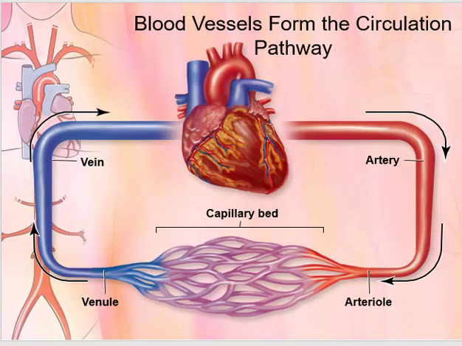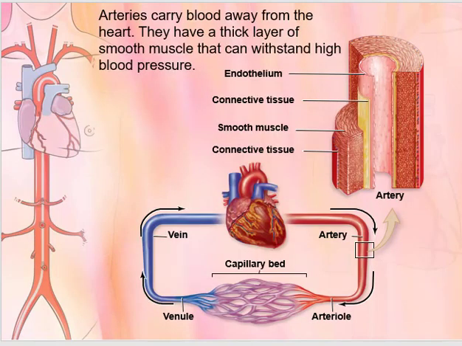Okay. Now, blood vessels form the circulation pathway, and what it does, you've got like the aorta to the artery. The arteries lead into various arterioles, which lead to a capillary bed, which are picked up in a venule, come up through a vein, and back to the heart. So we have, in blood vessels, arteries and veins, arterioles and venules, and capillaries.